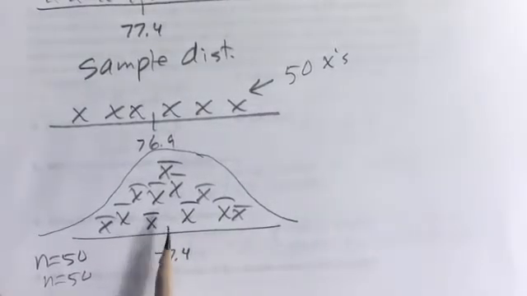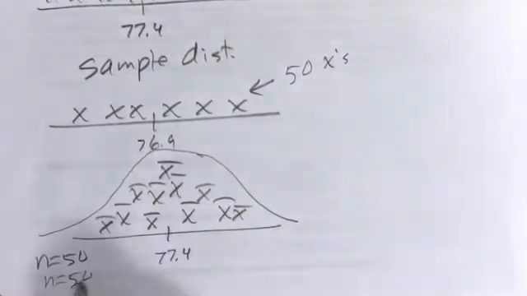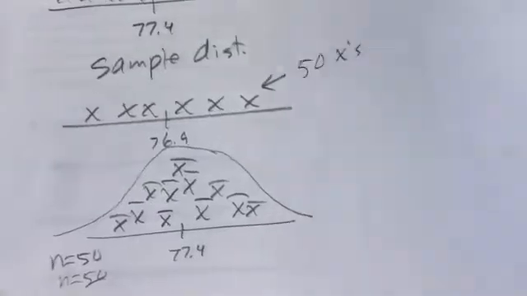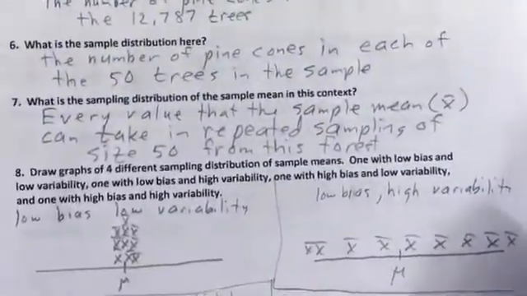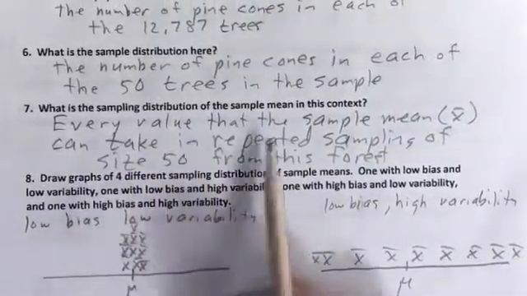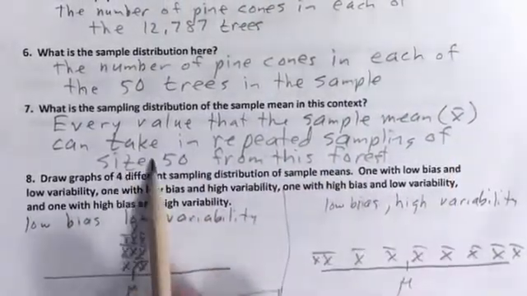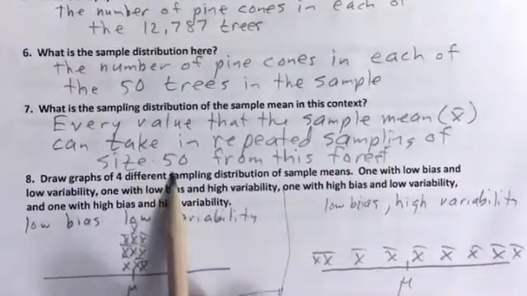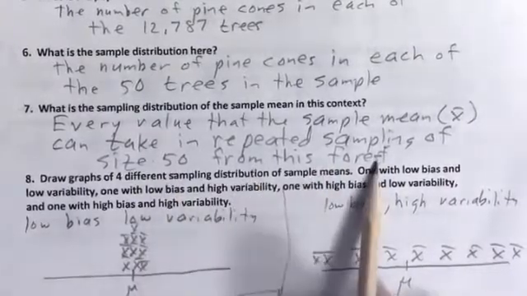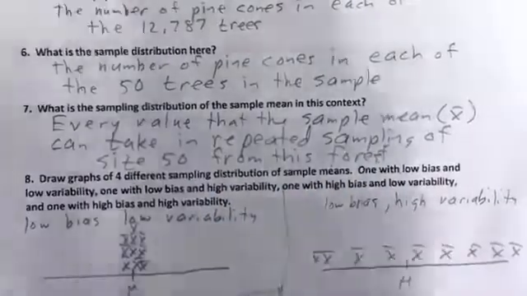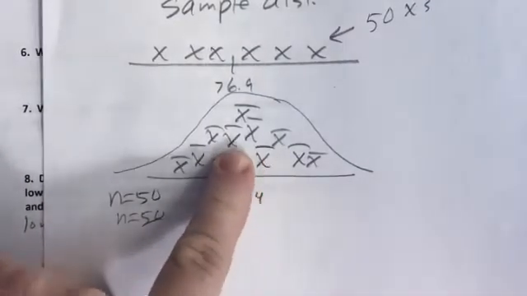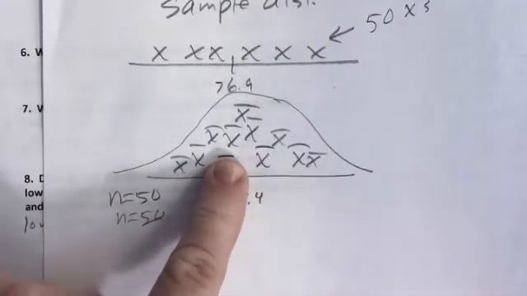Now, as we talk about in 7.2 and in 7.3, this is going to be approximately normal because our sample size is bigger than 30 for a mean. So it will be approximately normal. So having said all of that, what is a sampling distribution? A sampling distribution is this. It is every value that the sample mean X bar can take in repeated sampling of sample size 50 from this forest, from the same population, same sample size, same population. It's every value X bar can take. Whenever you get an X bar, you should always say to yourself, this is just one of many I could have gotten. And all the possible ones are what we call a sampling distribution.